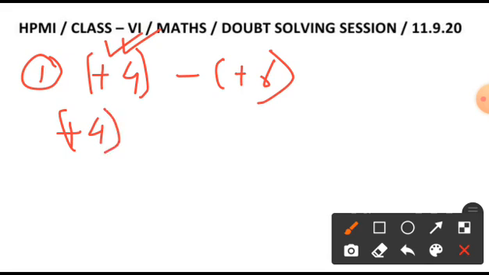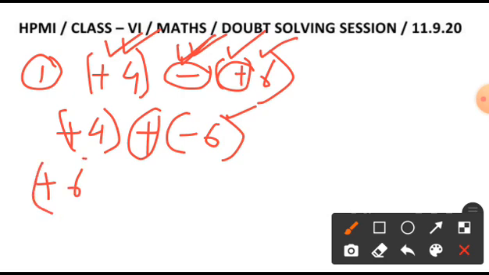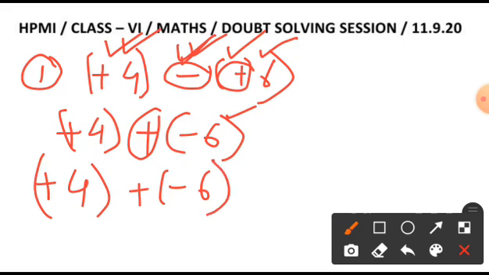Next what you will do is, you are going to interchange this sign. This minus and plus will get interchanged. You write plus over here and next write minus 6. See, it was initially plus 6 which changed its sign and became minus 6, and this minus in between became plus. So finally you are getting plus 4 plus of minus 6. Right?